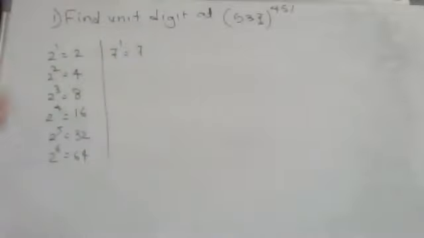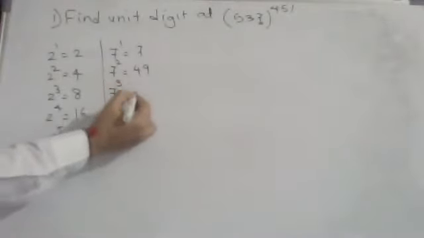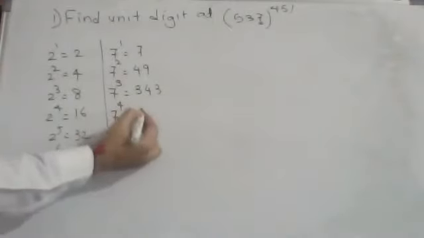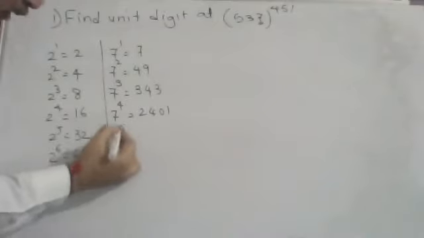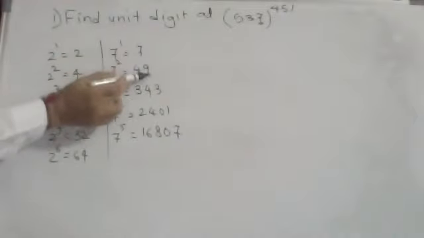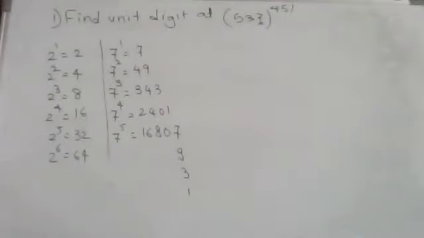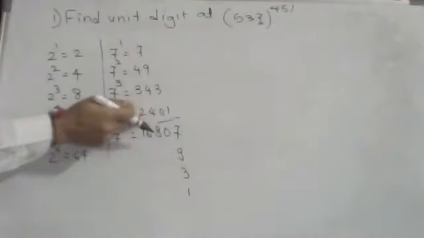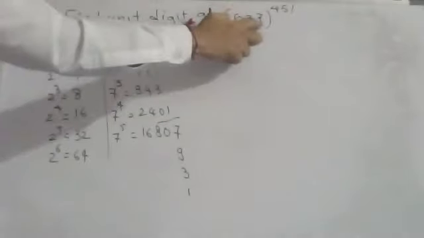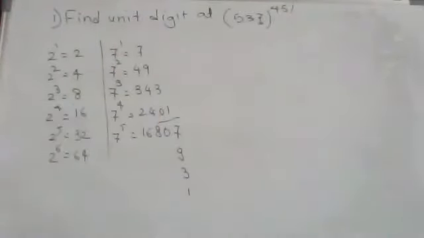7 raised to 1 is 7. 7 raised to 2, 49. 7 raised to 3, 343. 7 raised to 4, 2401. 7 raised to 5, 16807. Now 7 raised to 6 ends in 9, then 7 raised to 7 ends in 3, and 7 raised to 8 ends in 1; the unit digits go 7, 9, 3, 1. Again 7, 9, 3, 1. So after 4 intervals, the number is repeating. In case of 7, the number started repeating after 4 intervals.